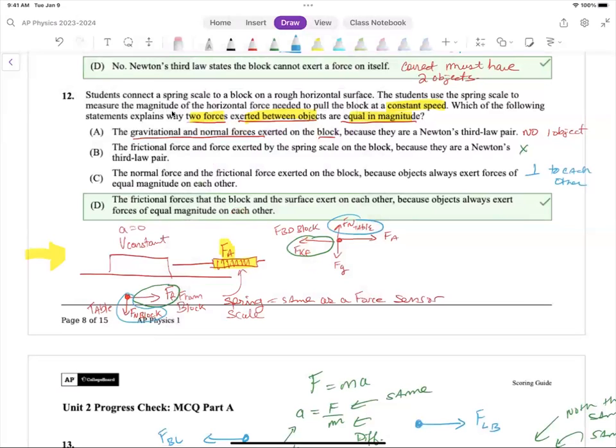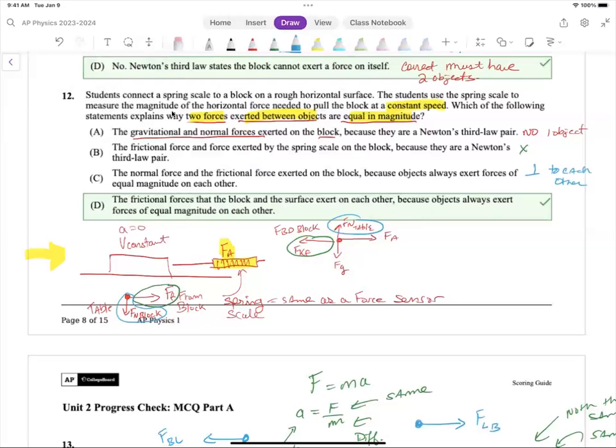Okay, now let's go read the statements. Which of the following statements explain why two forces exerted between objects are equal in magnitude? They're talking about third law pairs. A, the gravitational and normal forces exerted on the block, because they're Newton's third law pairs. Gravitational force and normal force on the block are acting on the same object. That cannot be. Third law pairs are on two different objects. The third law pair of the force of gravity on the block is the force of gravity that the block exerts on the Earth.